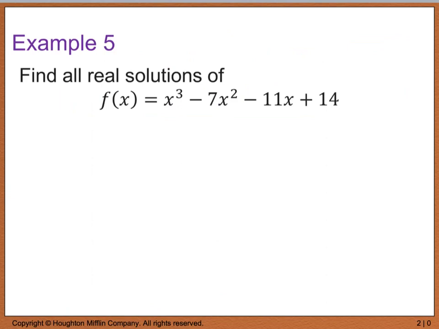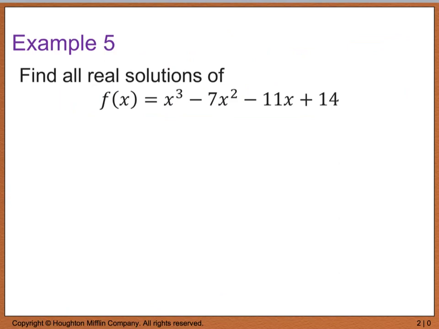For example 5, we're right on the same path as what we have been for the last few examples. It says to find all real solutions of x cubed minus 7x squared minus 11x plus 14. Now remember, solutions are really the same thing as a 0 or an x-intercept. So what I'm going to do with this one is, again, use my calculator to help guide me. Actually, after I do my rational zero test.